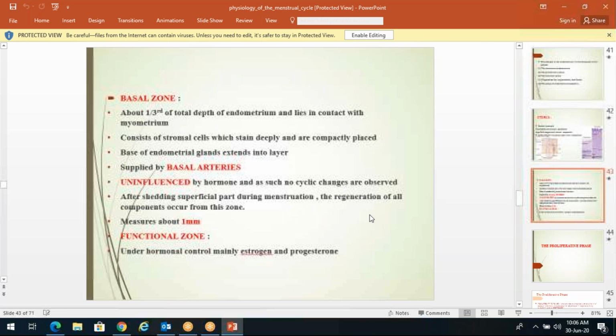So what happens in the basal zone? The basal zone is mainly supplied by the basal arteries, and it is the constant layer. The basal layer is not shed during the menstrual cycle. It is uninfluenced by the hormone, and there are no cyclical changes observed. So after shedding of the superficial part during menstruation, the regeneration of the components occurs from this zone, under hormonal control, mainly with estrogen and progesterone.